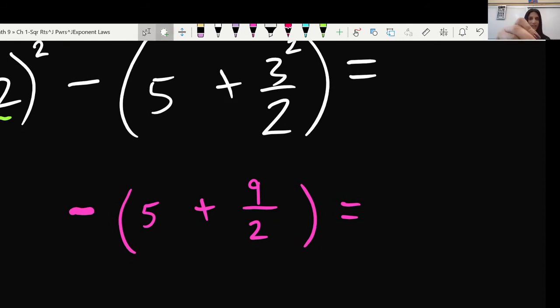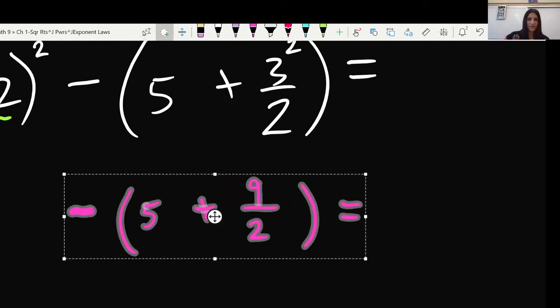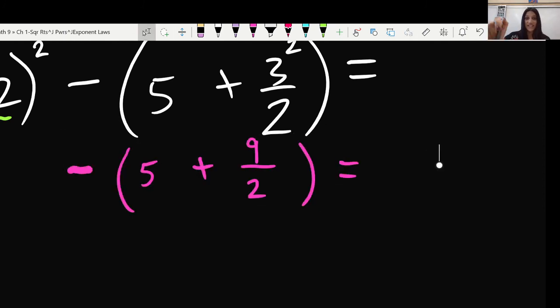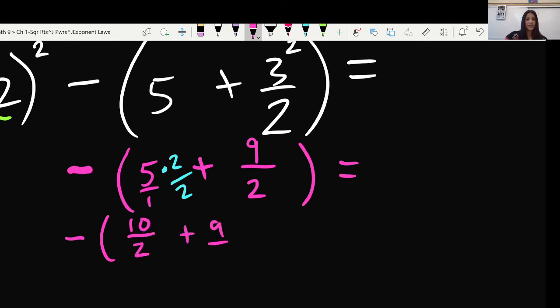Okay, but the thing is, I drew this way too big, and now I'm going to move it up. That's why I love this thing, because it gives me the power to do that. So then in this next one, well, I can't add 5 plus 9 over 2. This is like saying 5 over 1 if there's nothing written there. So in order to make it comparable, in order to deal with the fractions, I'm going to multiply this by 2 over 2 to get a common denominator. So 5 times 2 is 10 over 2 plus 9 over 2.